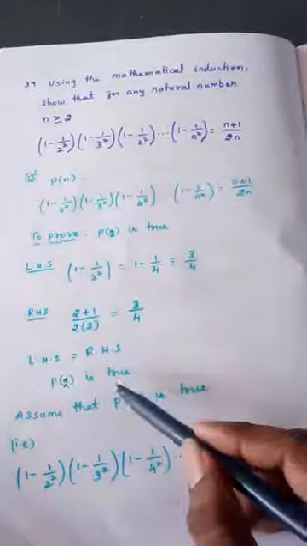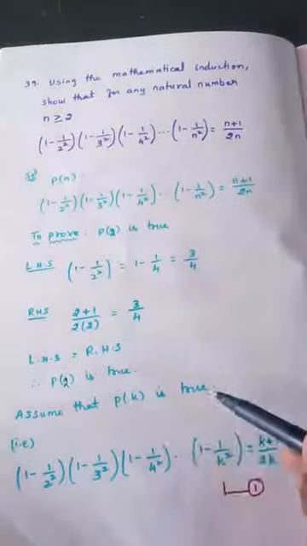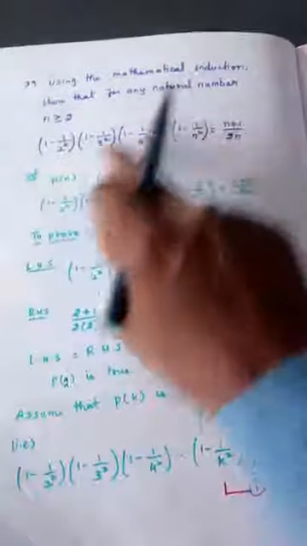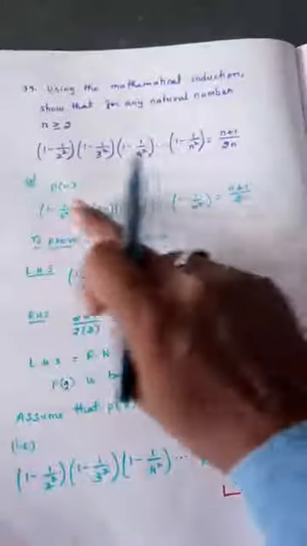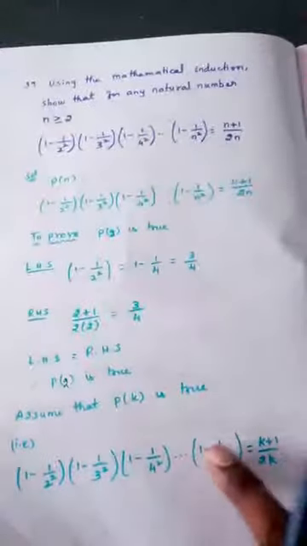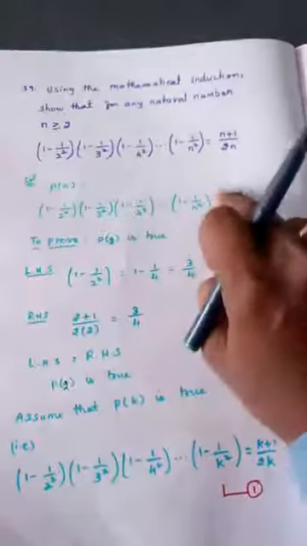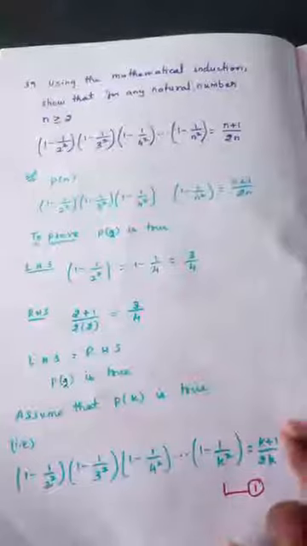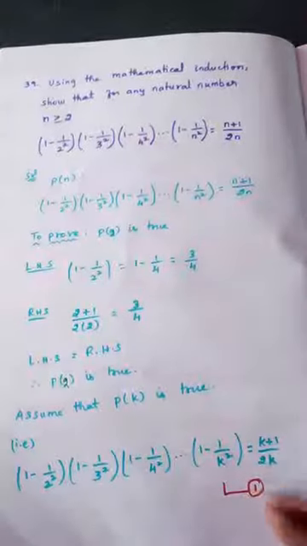After proving the first part, we should assume P of k is true. So P of k means what I have to do? In this original statement, write this and in place of n you put k. 1 minus 1 by k square. Similarly RHS, replace n by k: k plus 1 by 2k. And this is taken as equation number 1.